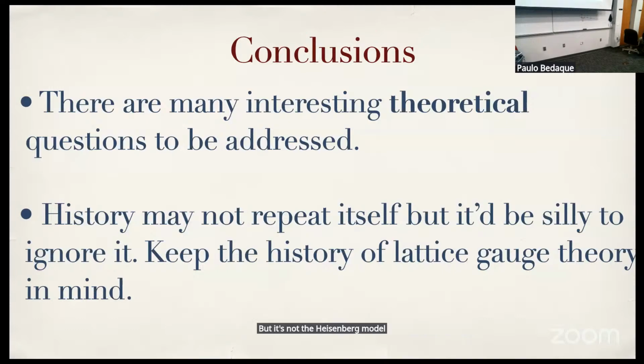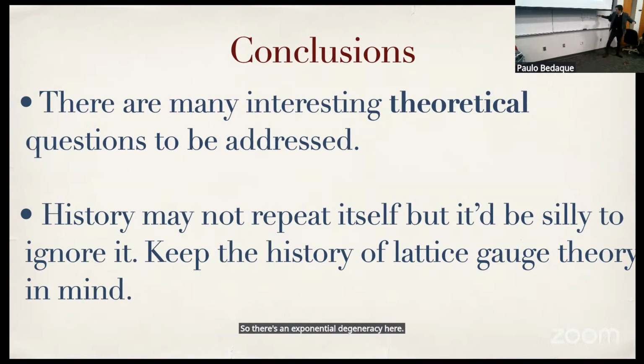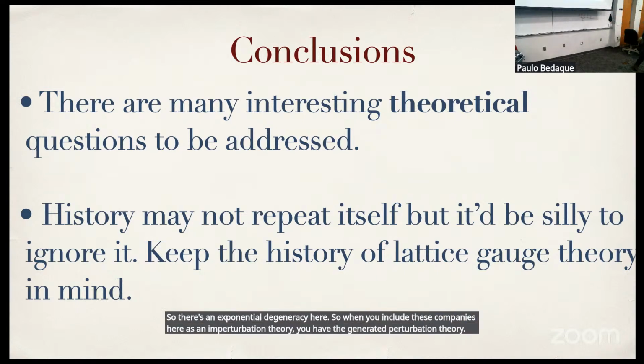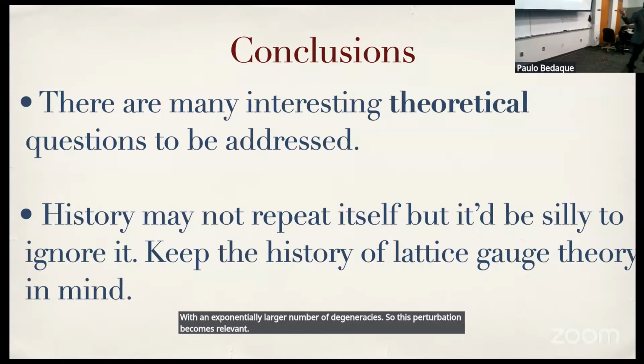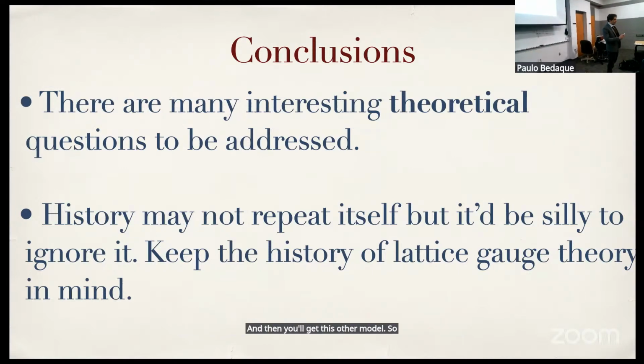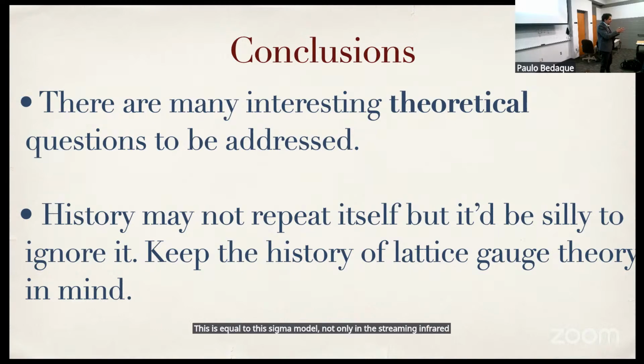The Heisenberg model is not critical. There's no continuum limit in the Heisenberg model. What happens is that the ground state is the ground state of the Heisenberg model times any state for this part here. So there's an exponential degeneracy. When you include these couplings as in perturbation theory, you have degenerate perturbation theory with an exponentially large number of degeneracies. So this perturbation becomes relevant, and then you get this other model. The Heisenberg model is the same thing as the O(3) model in the extreme infrared. This is equal to this sigma model, not only in the extreme infrared, but also in the intermediate region where the masses are.